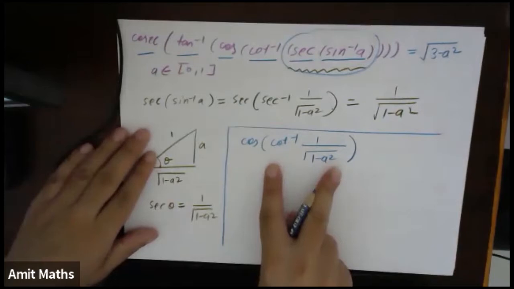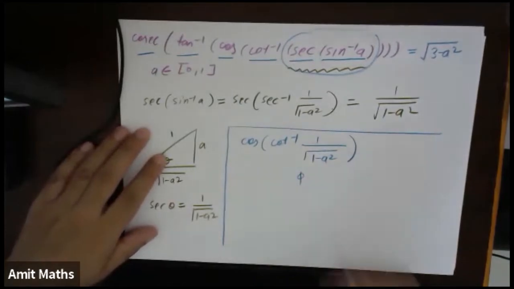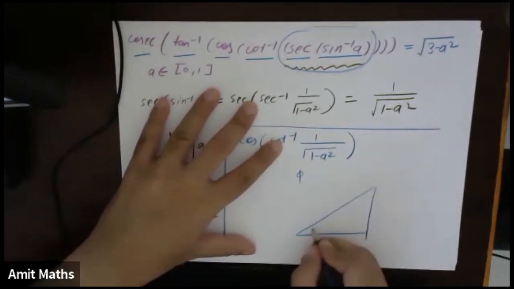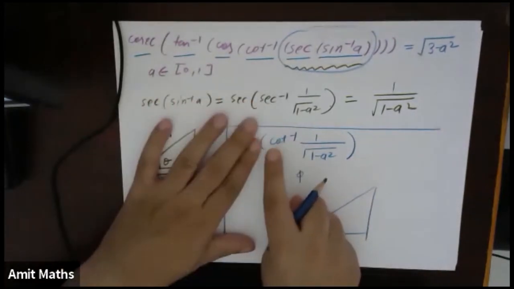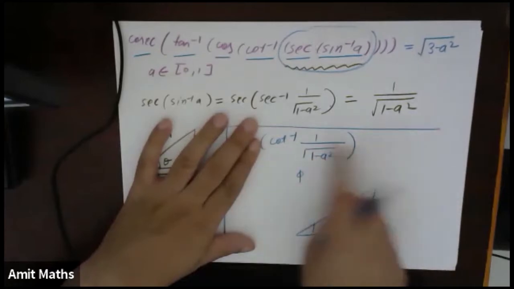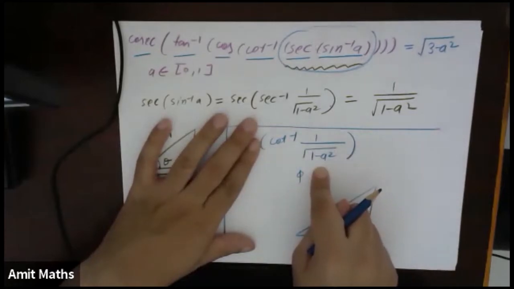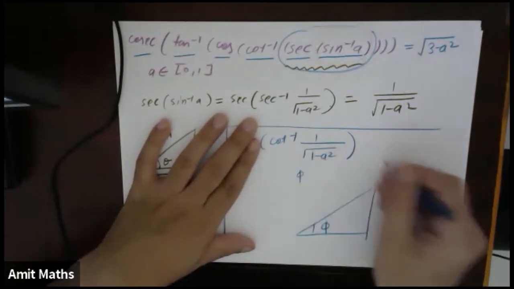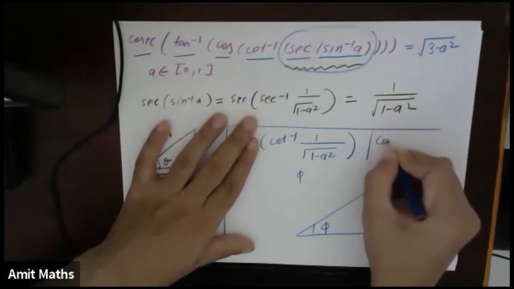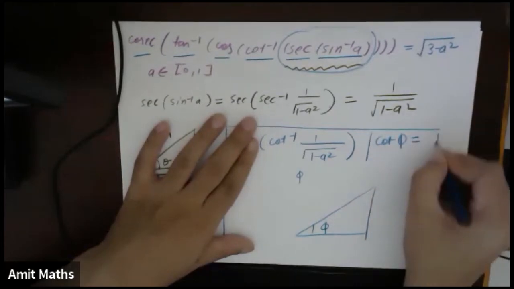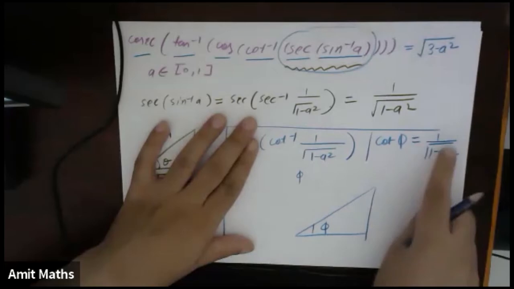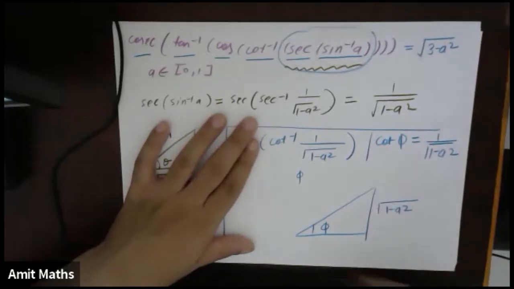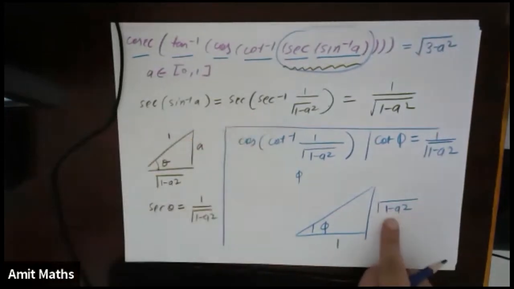Again, if I take this equal to 5, and form a right angle triangle, then cot inverse of something is equal to 5. That means cot 5 is equal to 1 by under root of 1 minus A square. And cot is base upon height. So this is root of 1 minus A square upon 1, where this becomes base and this becomes height.